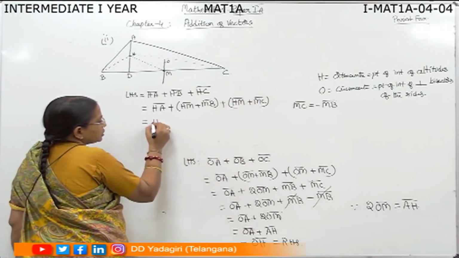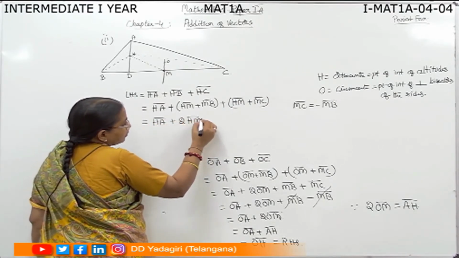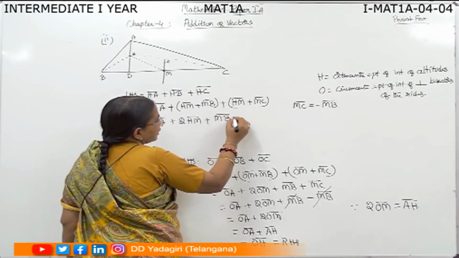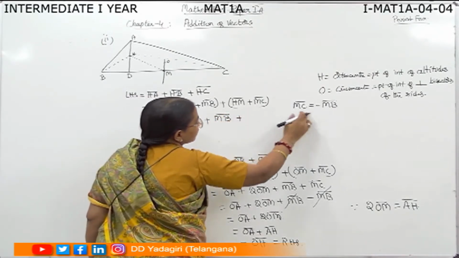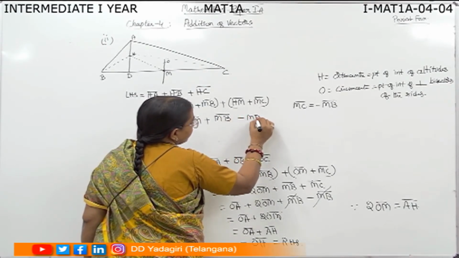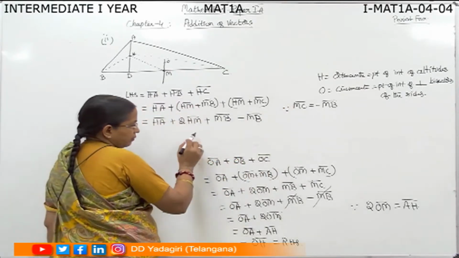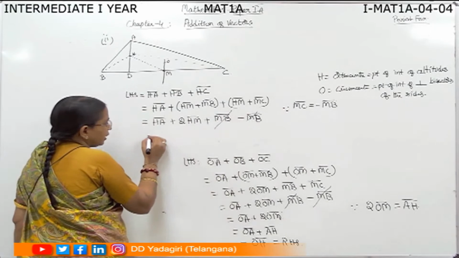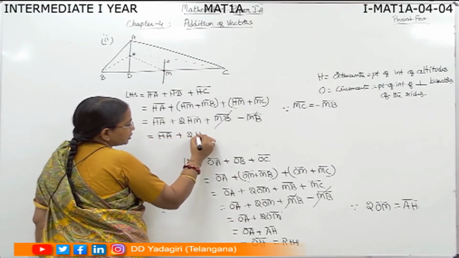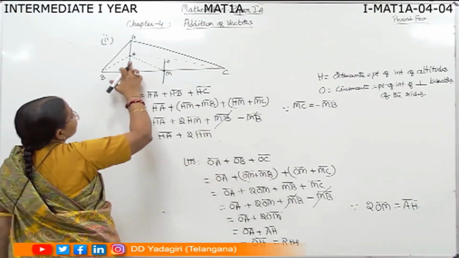Now this is HA plus 2 times HM plus MB. And then MC we will write as minus MB, because of this. So now the MB will get cancelled and you will have HA plus 2 times HM. But we have OM like that. So HM, what is HM?